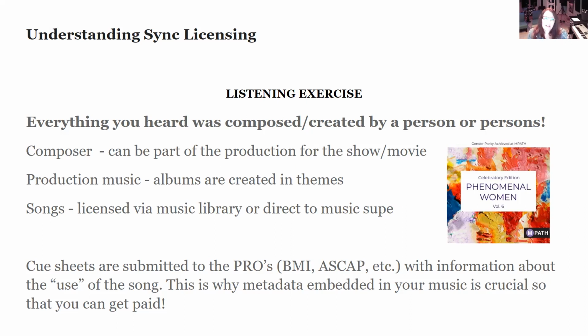And then songs licensed via a music library or direct to music supervisor. So one movie or series or television show or documentary could have one of each of these. It could have a composer, could have background music from a production music album, such as the Phenomenal Women one, or it could randomly have a bunch of standalone songs that are licensed to it. And then cue sheets are submitted to the PROs. In the US, it's BMI, ASCAP, and SESAC that are the main ones.